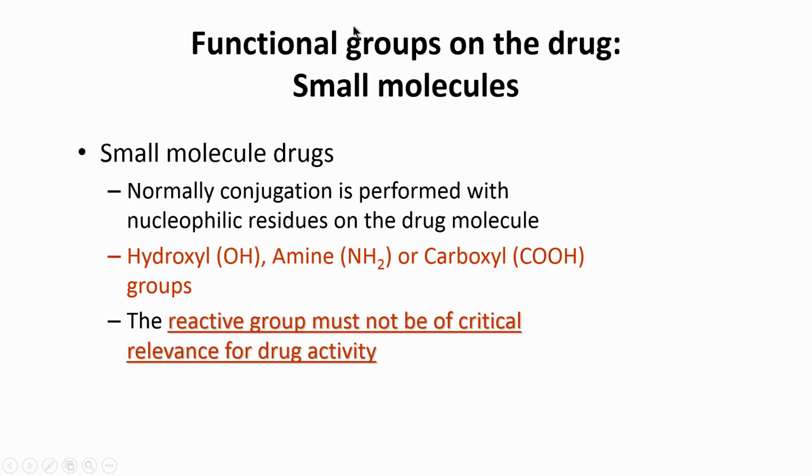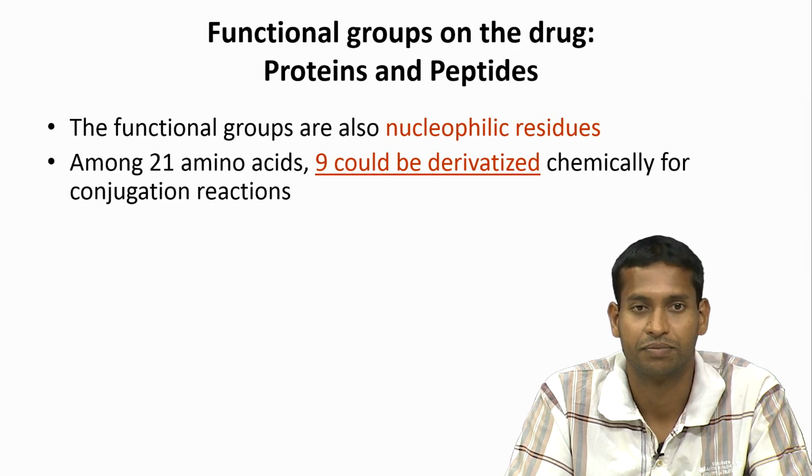So, let us talk about using the functional groups on the small molecule drugs. Normally conjugation is performed using nucleophilic residues. So, they have hydroxyl, amine, carboxyl, again widely present on most molecules, and we have to make sure that these are not involved in the activity of the drug itself. Since they are small molecules, they do not have many functional groups, and the chances are that some of them might be involved. So, in that case you can't really use this particular strategy.